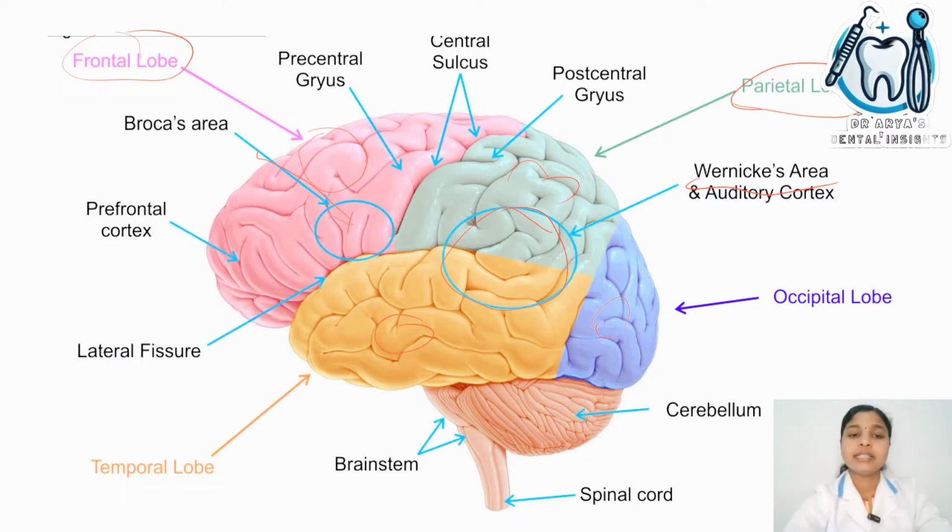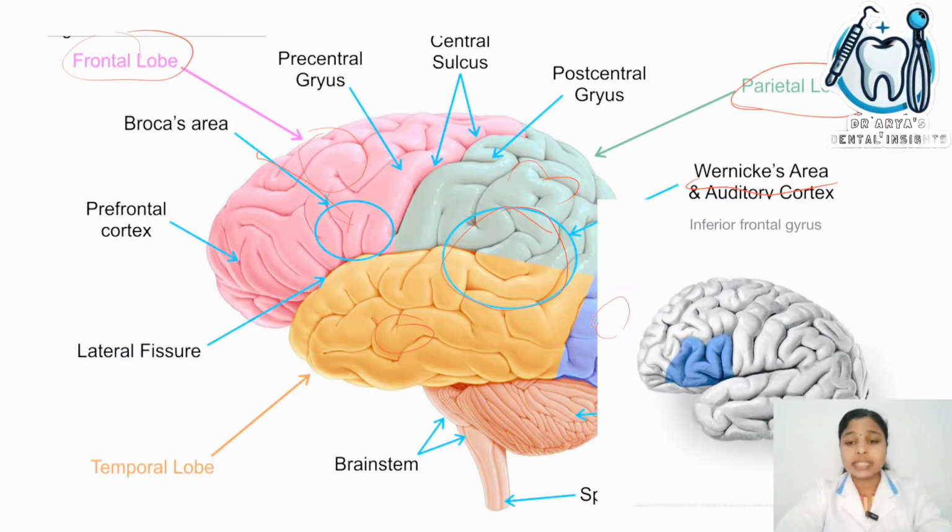Okay, and this is the lateral fissure. Here, this is the prefrontal cortex, the cerebellum, this is the spinal cord, and also this is the brainstem. Okay, and one more question is there. Broca's area is situated in which frontal gyrus? It is in the inferior frontal gyrus. So this is Broca's area, and this is the inferior frontal gyrus.